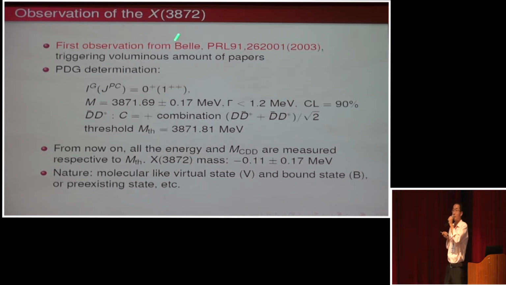In 2003, Belle observed it, and up to now, it already has 1,400 papers. And the PDG has determined its quantum numbers very well. From now on, we will define the energy with respect to the D D-bar threshold. Concerning its interpretations, as I already mentioned, it may be a molecular-like virtual state or bound state, or even a pre-existing state, that means elementary, or a c c-bar quarkonium.